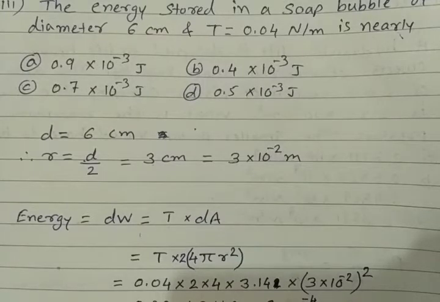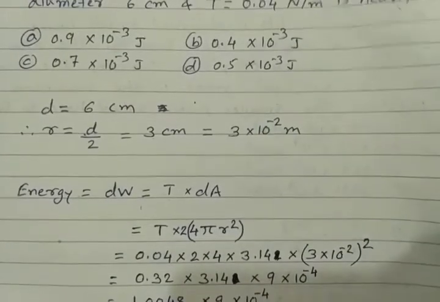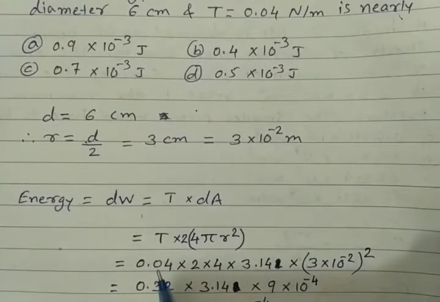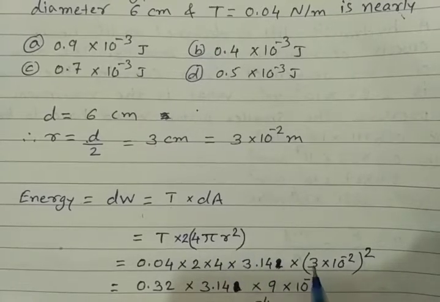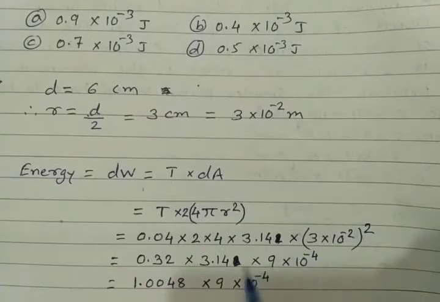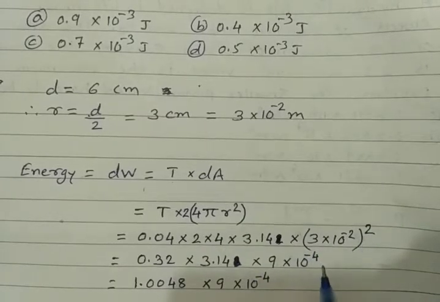The area of a sphere is 4 pi r square, and therefore its area is 2 multiplied by 4 pi r square. Substituting these values over here, the value of surface tension, 2, 4 pi, the value of pi is taken as 3.14, and the value of radius is substituted. On solving this, the square of 3 into 10 raised to minus 2 is 9 into 10 raised to minus 4.